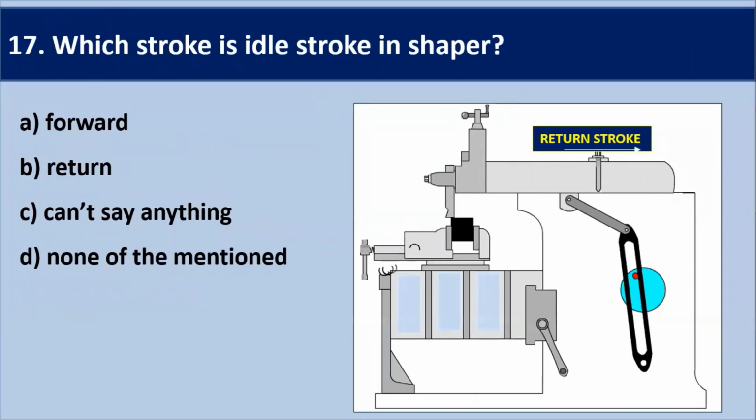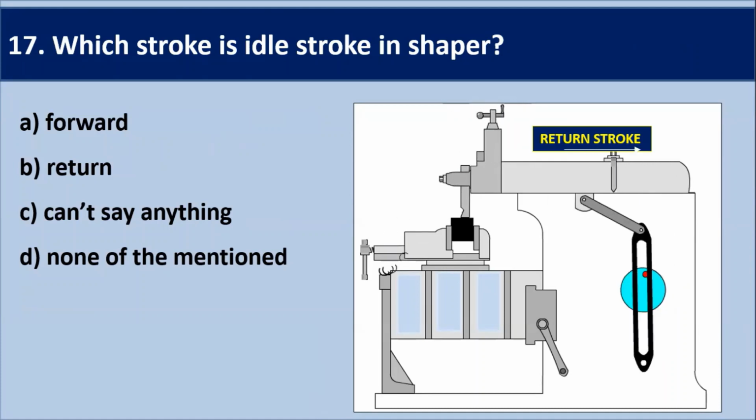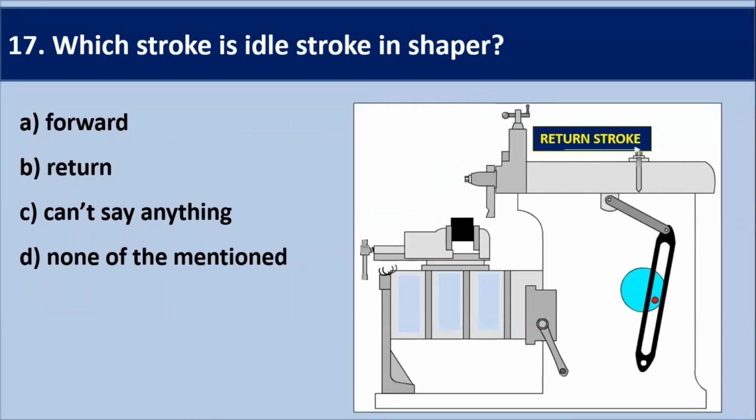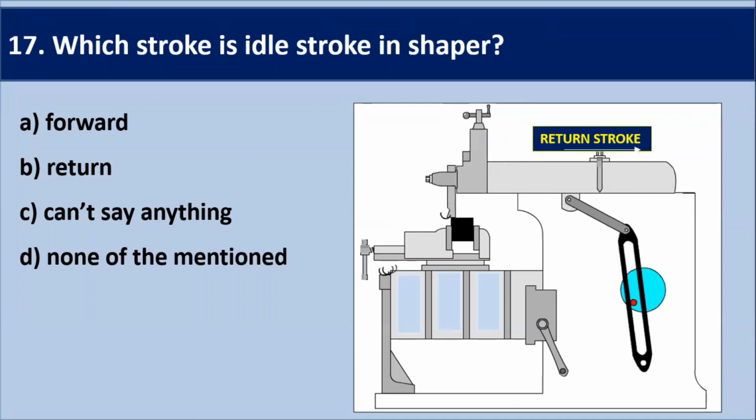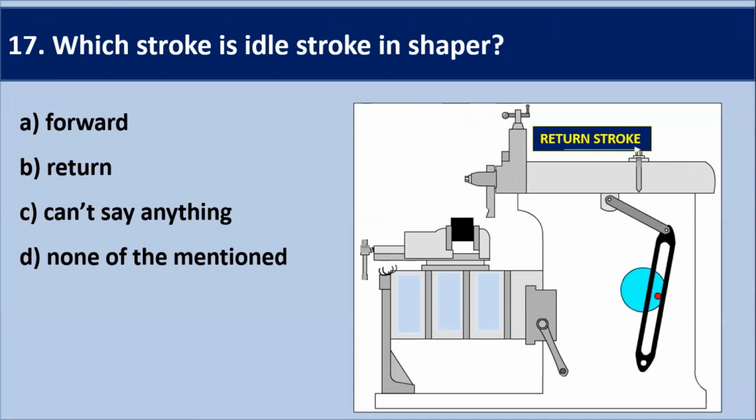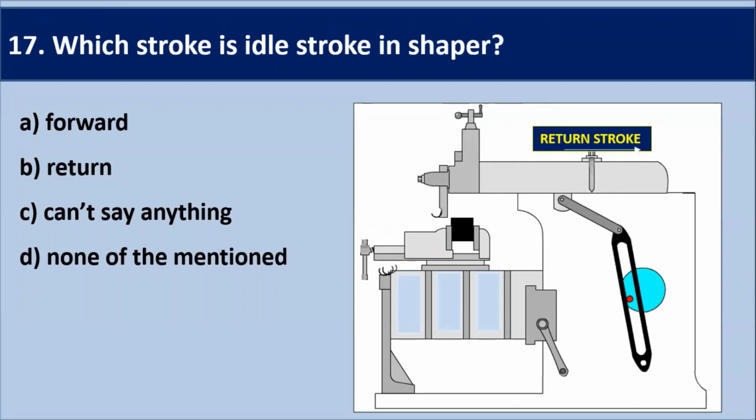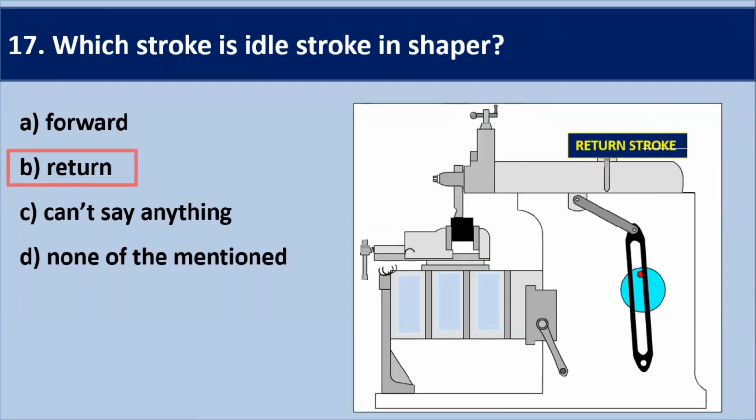Next is, which stroke is an idle stroke in shaper? So from this diagram, it is very clear that during the return stroke, the tool will not come in contact with the workpiece. So the return stroke is an idle stroke because no useful work is done in this return stroke. So that's why our answer is B, return.